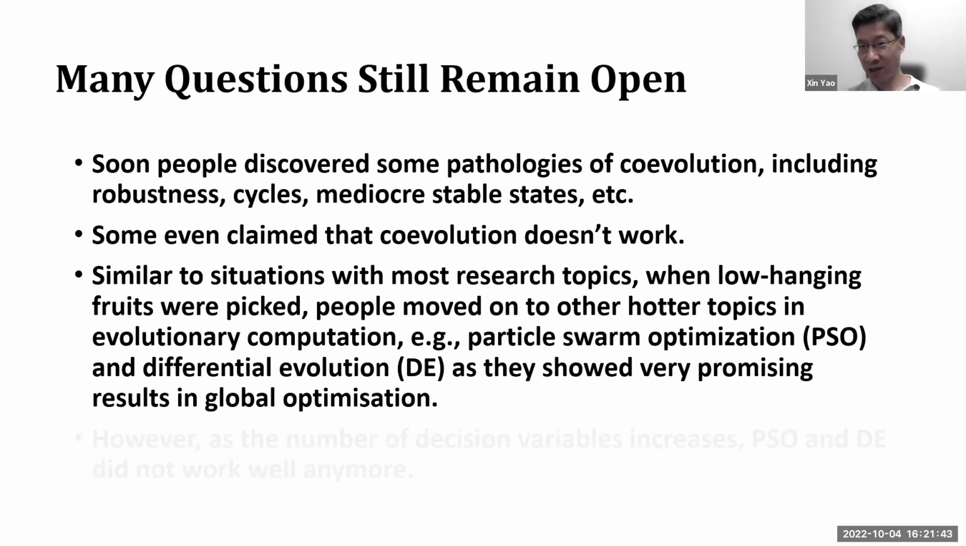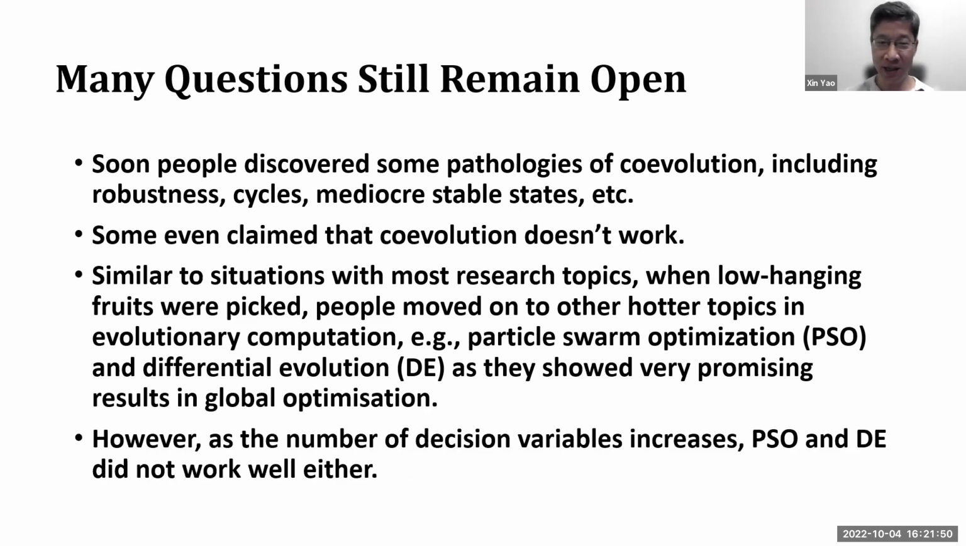Quite interesting in research, similar to other domains: if you keep working on some topic, you suddenly discover the weakness of that technique. So when people use PSO or DE for global optimization, they very quickly discover that when the number of decision variables increases, when the problem scales up, all these PSO, DE, or other meta-heuristic algorithms did not actually work very well.